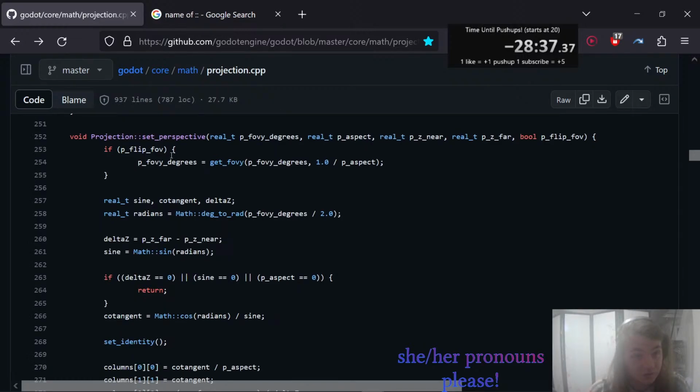Void projection. Oh my god, this one file. Oh hey, we got signs. Yay! We like signs.